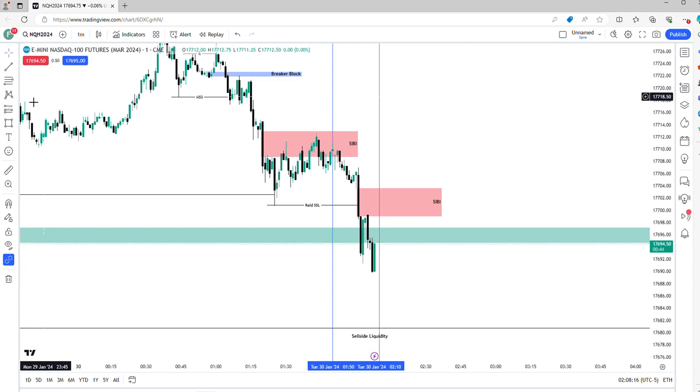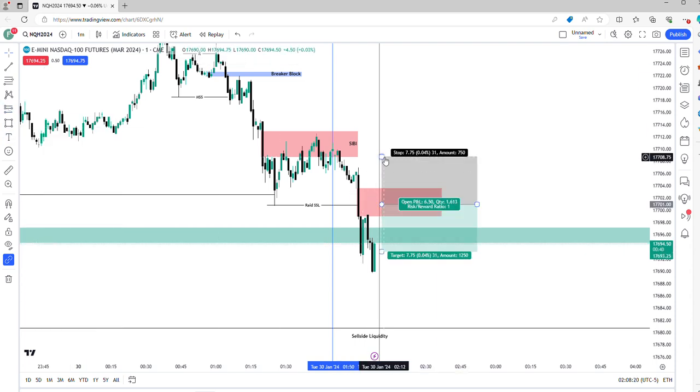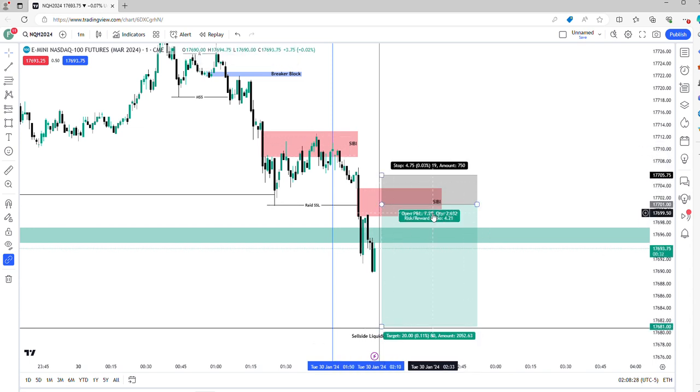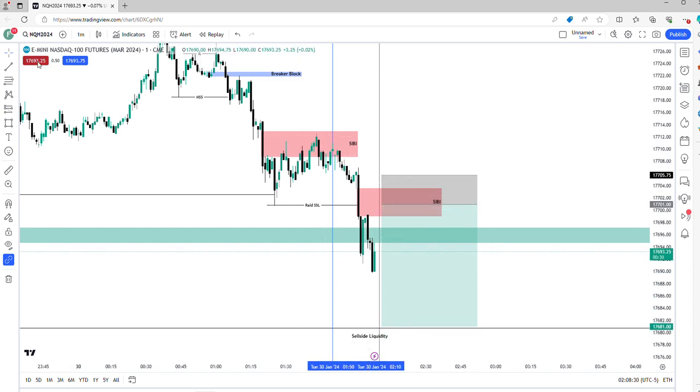So if you could go for a short, for example, maybe at around this point, your stop would have to go above that fair value gap candle, which should hold price, and then you target a 1 to 2, or you target that sell side liquidity. So that's something I'd be interested in doing, something like this.